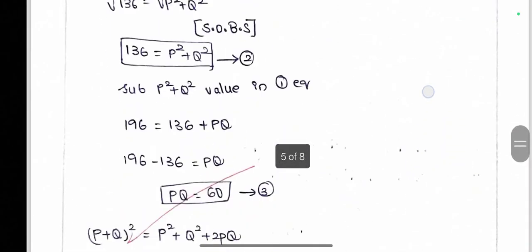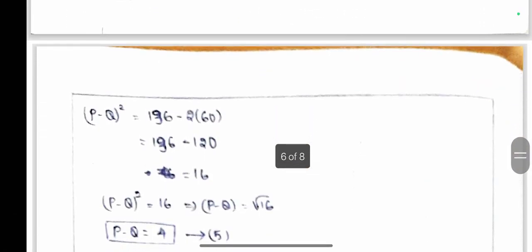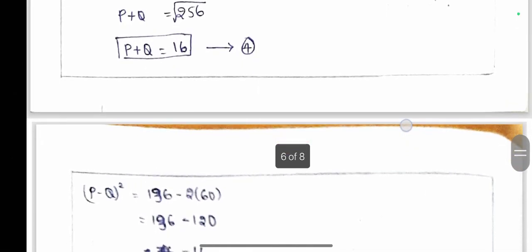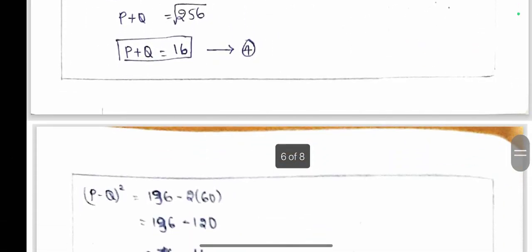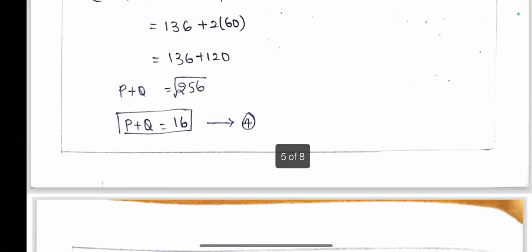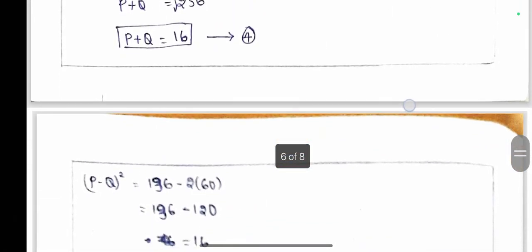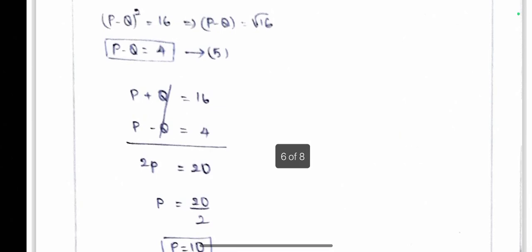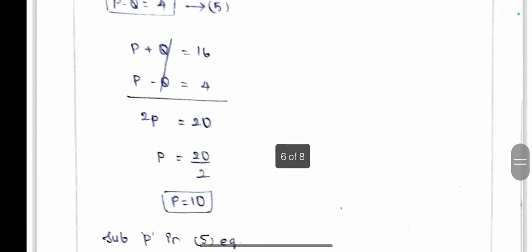If we substitute this value, P minus Q whole square is equal to P square plus Q square minus 2PQ. P square plus Q square value, what is that? 136 minus 2 into 60, which will become P minus Q equal to 4. What is P plus Q? 16. What is P minus Q? 4. From solving those two equations, P plus Q is equal to 16, P minus Q is equal to 4, which gives 2P equal to 20.